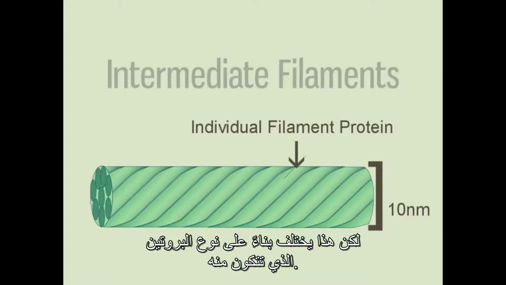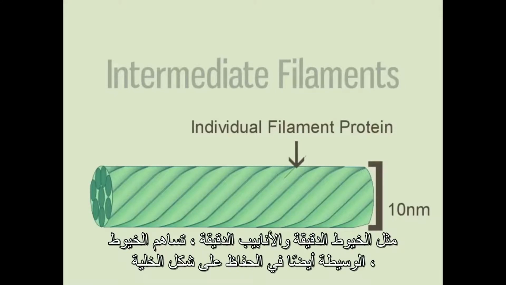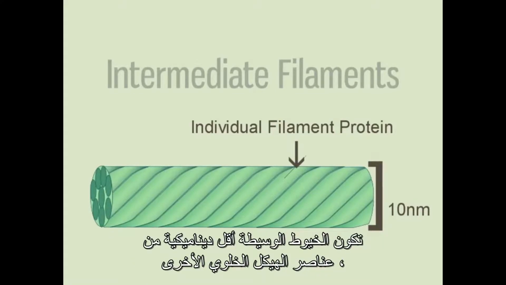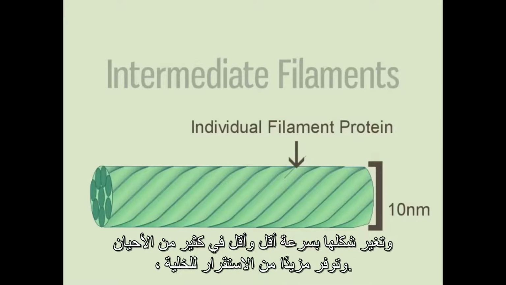Like microfilaments and microtubules, intermediate filaments also contribute to maintaining cell shape, but they have their own unique function as well. Intermediate filaments are less dynamic than the other cytoskeletal elements, changing shape less quickly and less often, and providing more stability for the cell.